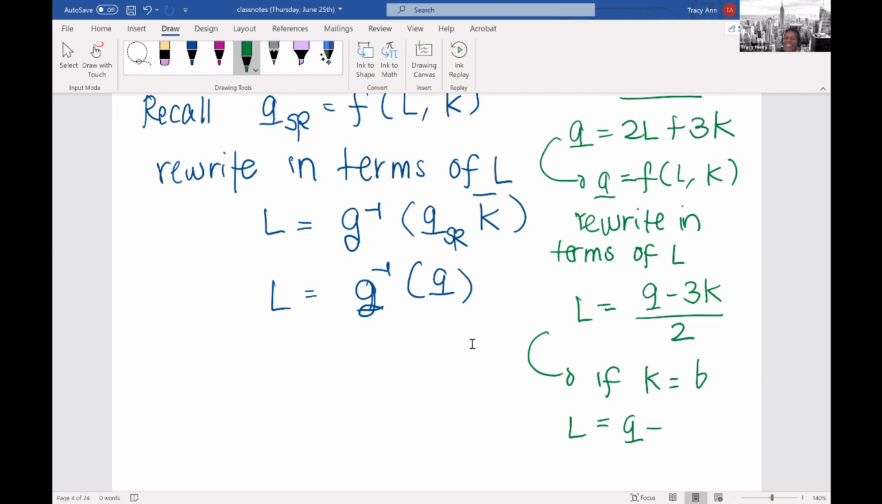Exactly, I'm waiting. Q minus 9. Q minus 9, thank you so much. So this would be Q minus 9 over 2. No, Q over 2 minus 9. So it would be Q over 2 minus 9.